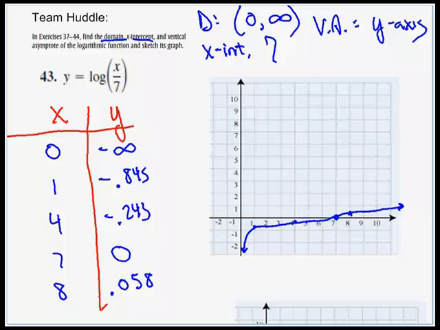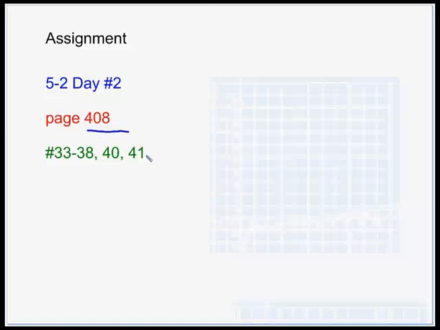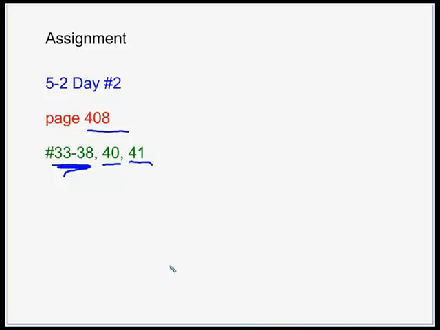And there we go. The assignment for this, page 408. A handful of problems here, 33 to 38, and don't forget 40 and 41.